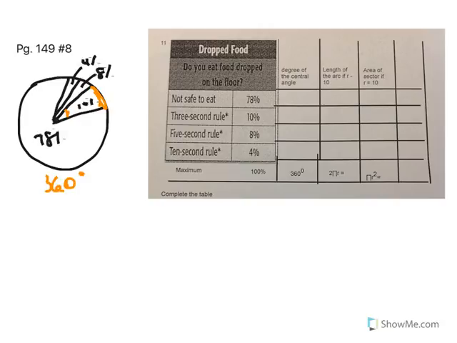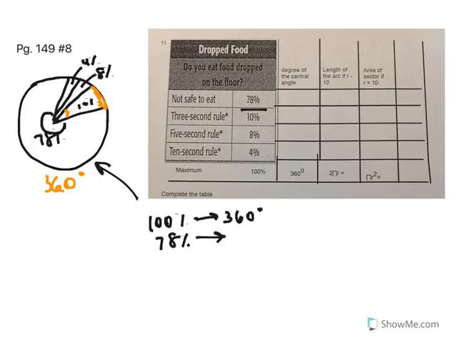So when we set up a ratio, we want to find the maximum. So 100% of the circle here is going to be 360 degrees, right? Because 100% is the whole thing. If you give 100% of your effort, you're giving all of your effort, right? So 100% is 360 degrees. Let's go to the first one. It gives us 78%. We want to find what is the degree measure of this angle. We don't know what it is.